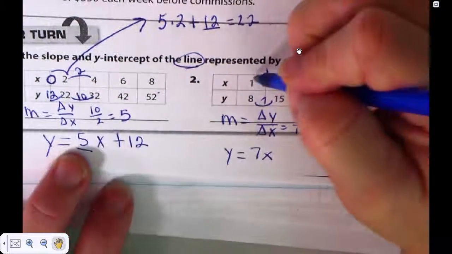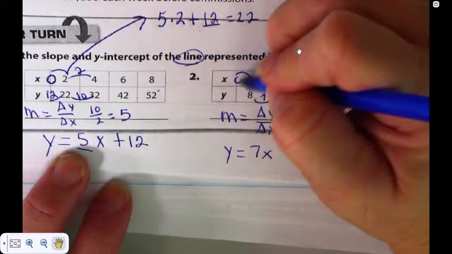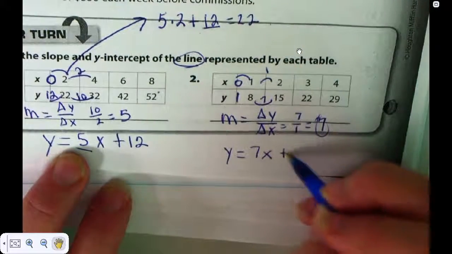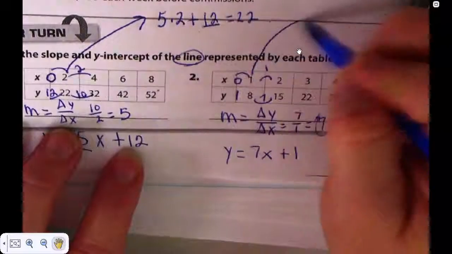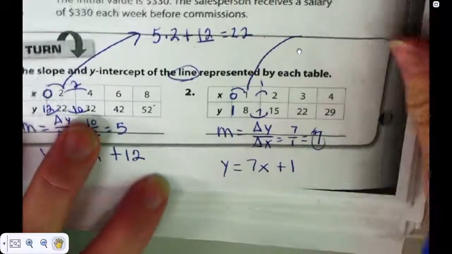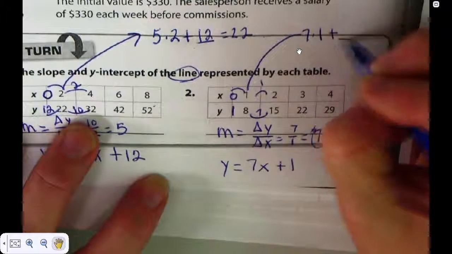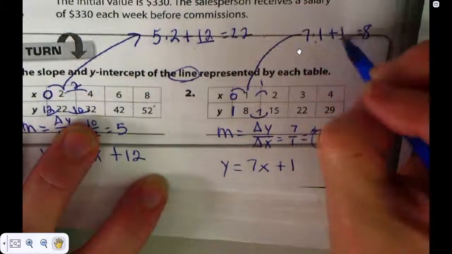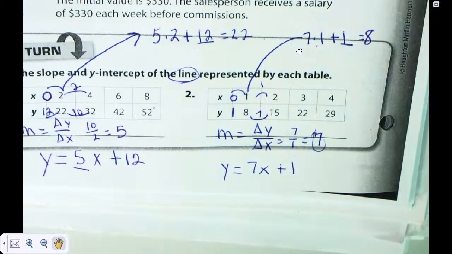Now, let's go find the y-intercept. It goes back. That's going to be 0, huh? And so if I back up 7, I'm going to get 1. So plus 1. Very good. If you don't understand that, you can take the 1. You already know you're going to multiply by 7. 7 times 1 is 7. And you got to add something to get to 8. So 7 plus 1 is 8. Does that make sense?